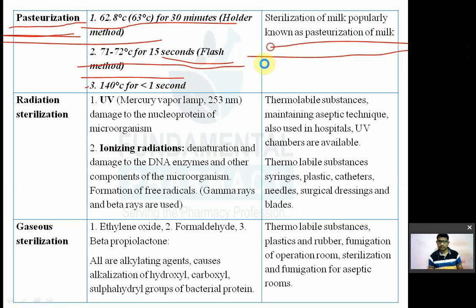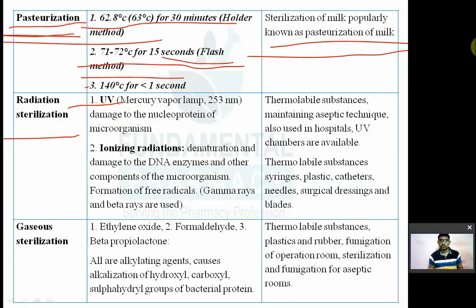Now next one is the radiation sterilization method. इलेक्ट्रोमैग्नेटिक रेज जो होता है यूवी रेडिएशन जैसे आपका gamma radiation, okay, so those are also used as a tool for sterilization. So first is the UV, ultraviolet rays, okay? So for production or emission of these UV rays, a mercury vapor lamp is used.